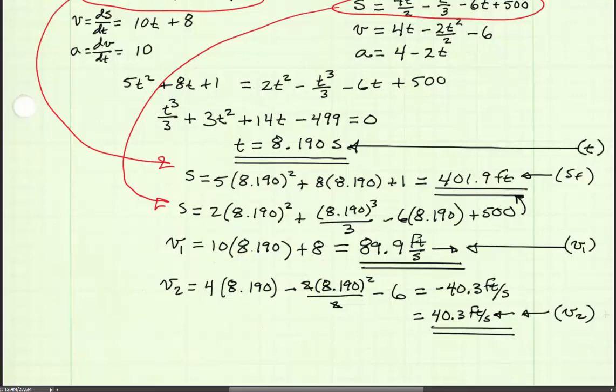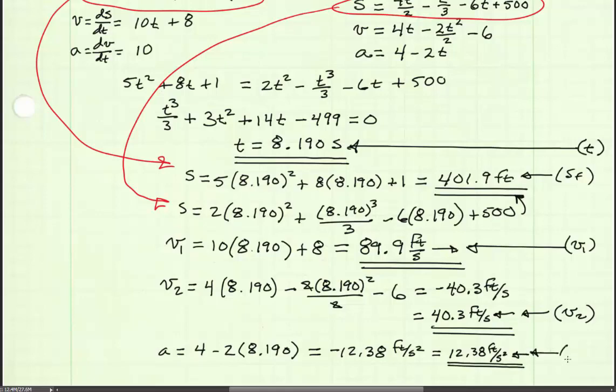Finally, I need to find the acceleration of car 2 when they meet. We already know the acceleration of car 1 when they meet. That's up here. It's a constant acceleration problem. But for car 2, my acceleration is equal to 4 minus 2 times t, which is just 8.190, which when I solve that, I will get a negative 12.38 feet per second squared, which is the same thing as saying that I've got 12.38 feet per second squared to the left. So there is my acceleration of car 2 at the time that they meet.